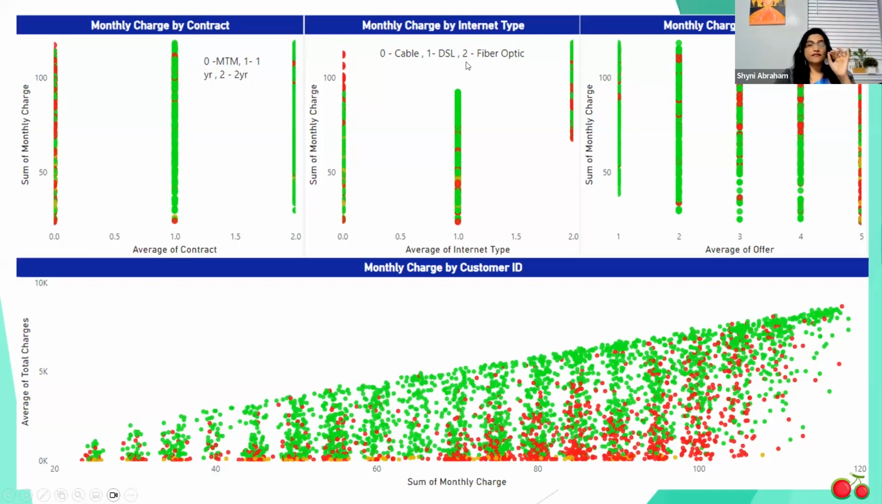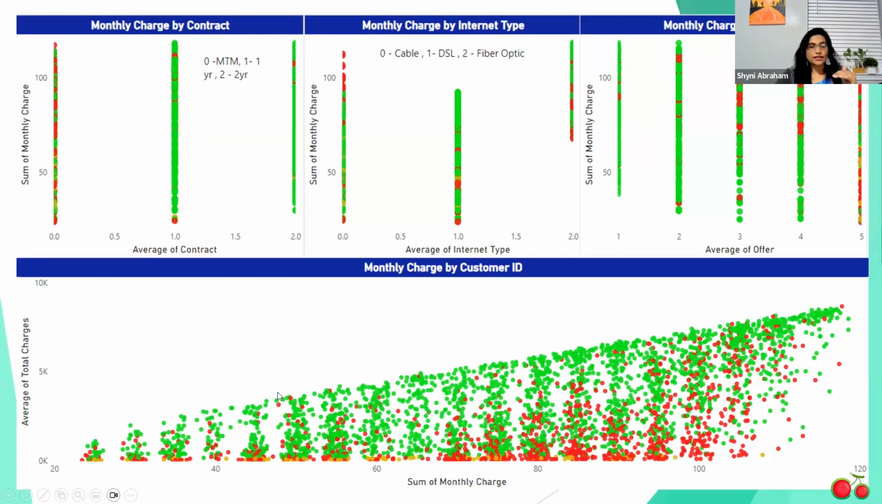But if you see the fiber optic, that is not the case. With the fiber optic, customers tend to stay even with the higher cost. But as you remember, fiber optic is a concerning area for the telecom company. In the third chart, as you can see, the offer E, which we were talking about, shows all the red dots. That means the customer is getting churned because of that offer E.